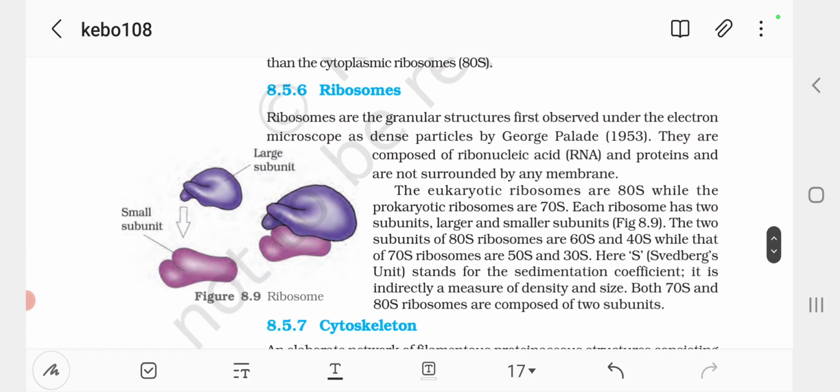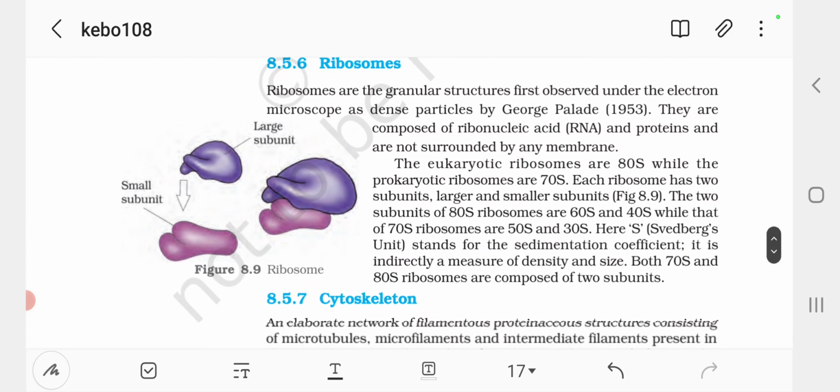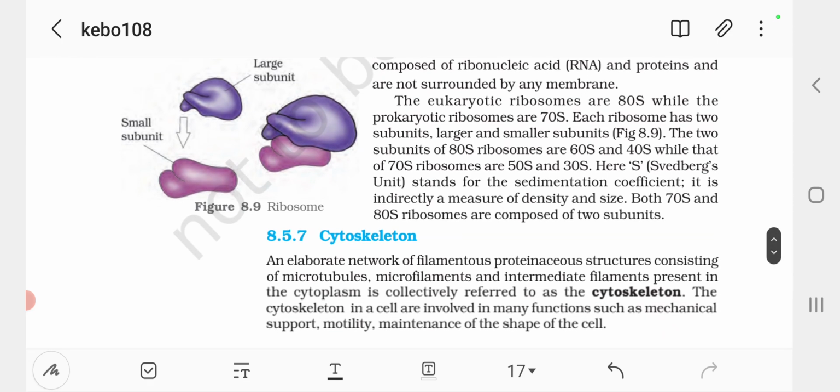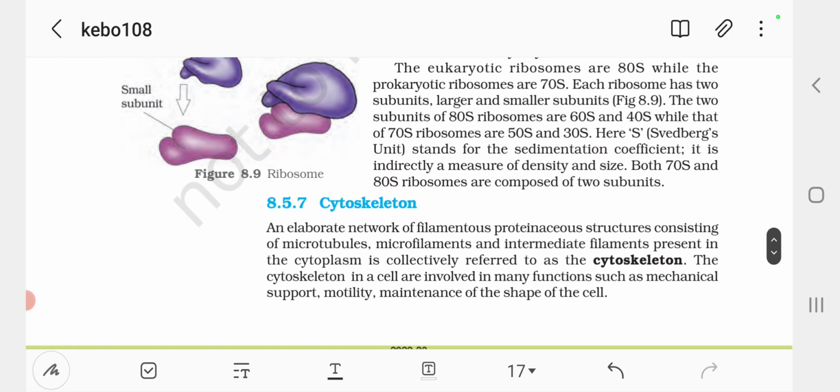8.5.6 Ribosomes. Ribosomes are granular structures first observed under the electron microscope as dense particles by George Palade in 1953. They are composed of ribonucleic acid, RNA, and proteins, and are not surrounded by any membrane. The eukaryotic ribosomes are 80S while the prokaryotic are 70S. Each ribosome has two subunits, the larger and the smaller subunit. The two subunits of 80S are 60S and 40S, while those of 70S are 50S and 30S.